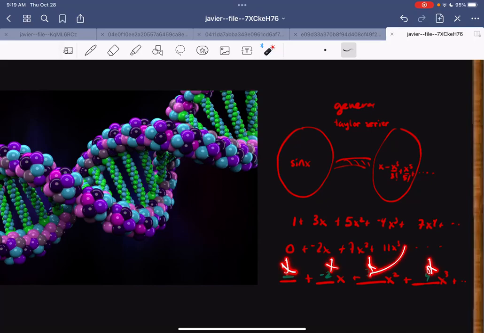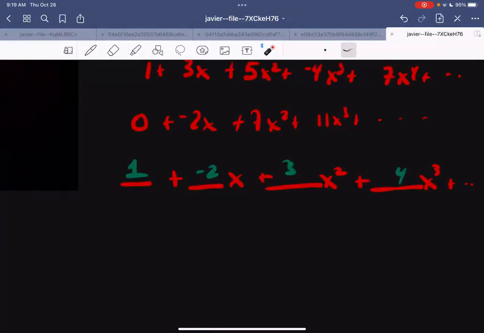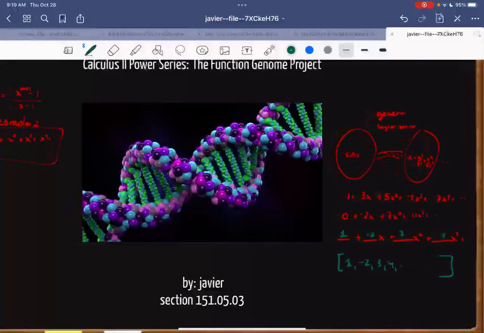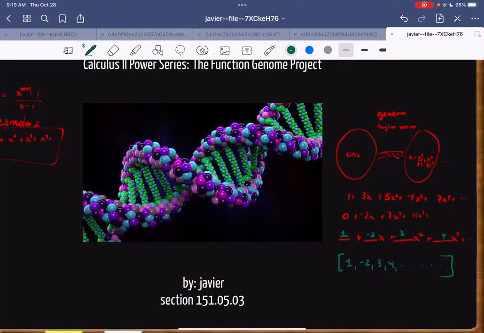If you can get these coefficients, you can get the polynomial just by adding the different powers of x, and then you can get the function. And so you could say, okay, this sequence is 1, -2, 3, 4, etc. This is the sequence that defines this polynomial, and in turn, it defines some sort of function. Okay, that is the connection.